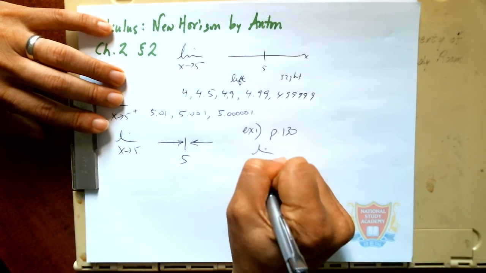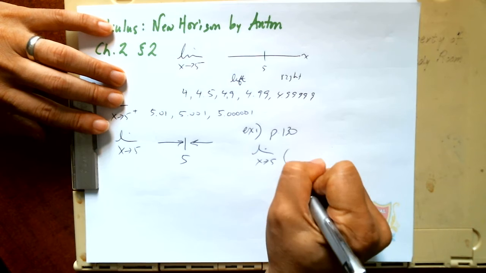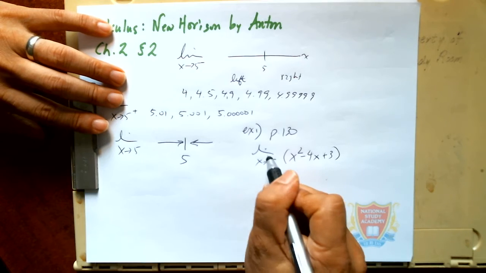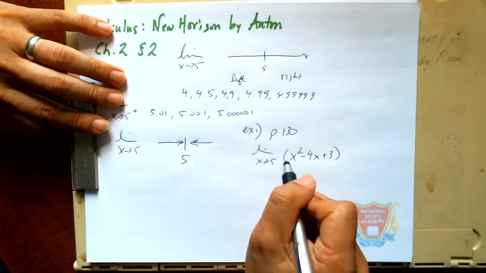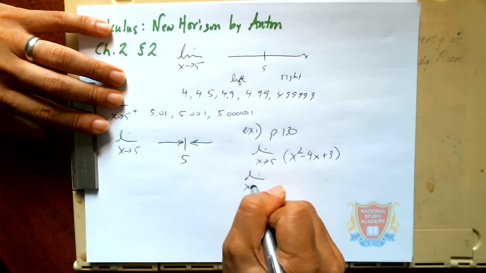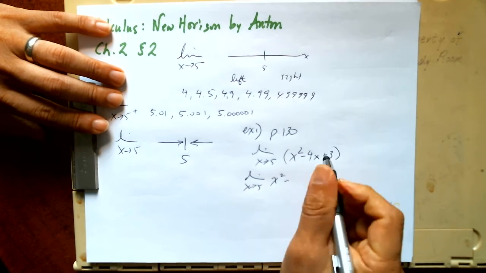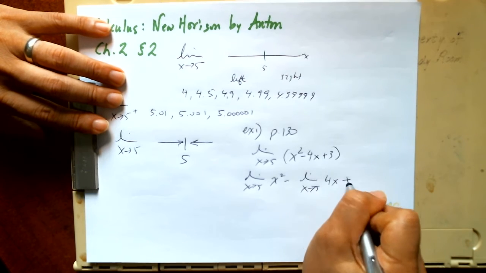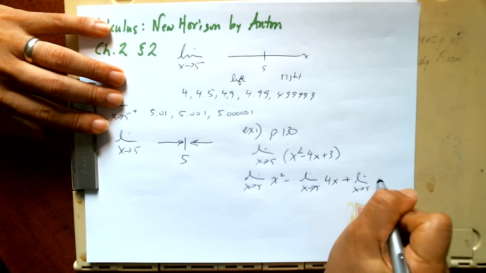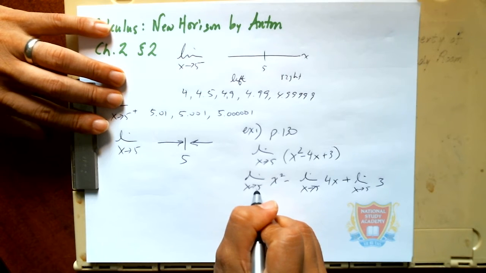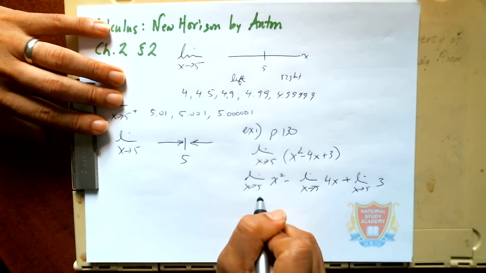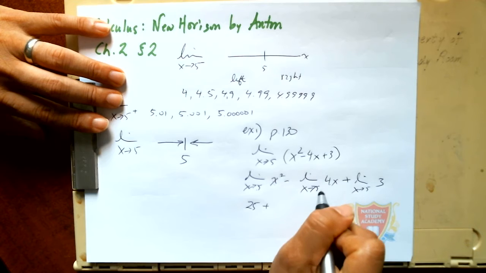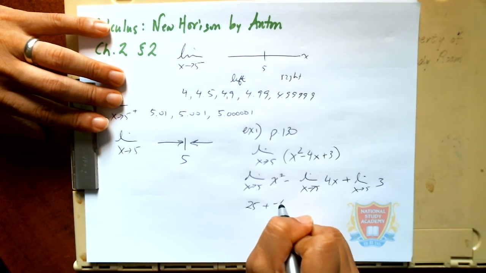The limit as x approaches 5 of x squared minus 4x plus 3. What we can do is distribute the limit to all of these terms. You can do the limit as x approaches 5 of x squared minus the limit as x approaches 5 of 4x plus the limit as x approaches 5 of 3. Well, when we take the limit as x approaches 5 of x squared, it becomes 5 squared, which is 25. Then just plug it in: 5 times 4 is 20, so it's going to be minus 20.